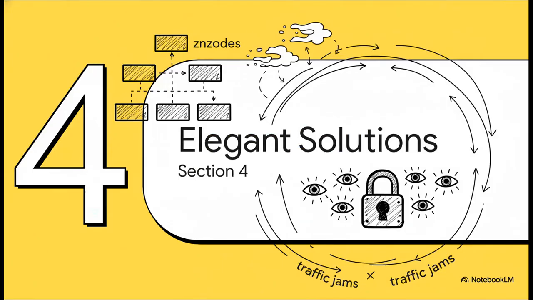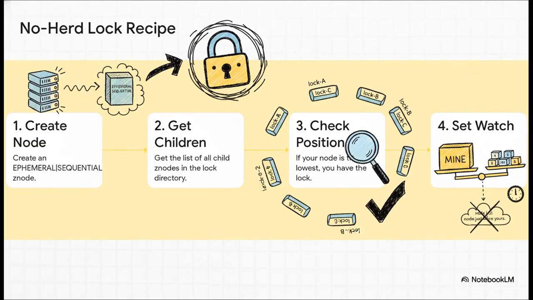Okay, so we've got our Lego bricks: znodes, ephemeral nodes, and watches. Now, let's put them together and build something truly elegant. We're going to solve the complex problem of a distributed lock, but without causing a system-wide stampede. This recipe is beautiful. To get a lock, a client creates a special, sequential, and ephemeral znode. ZooKeeper gives it a unique number in order, like lock 001, lock 002, and so on.